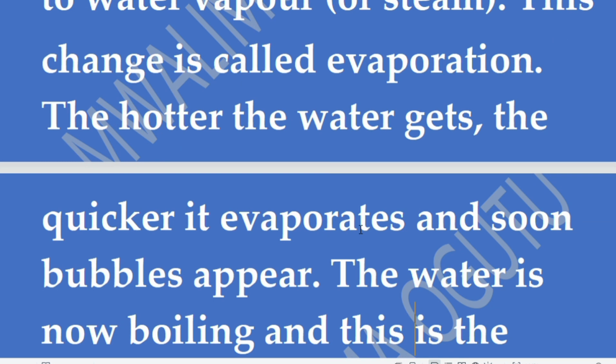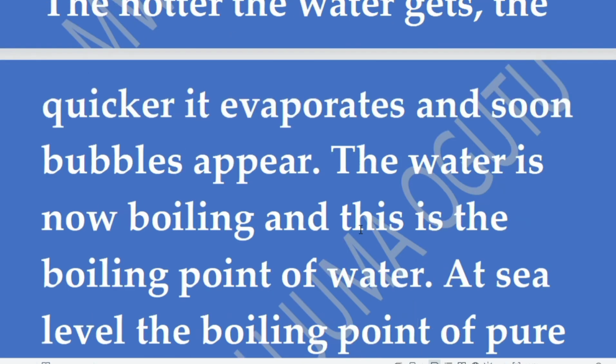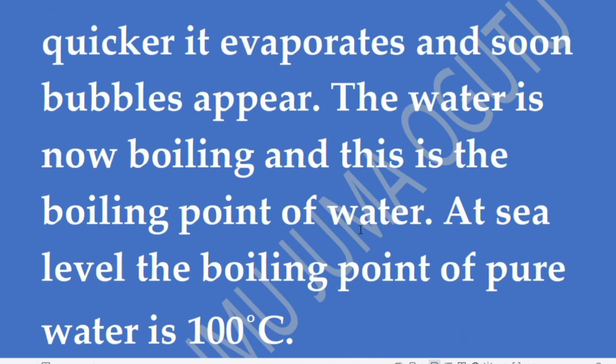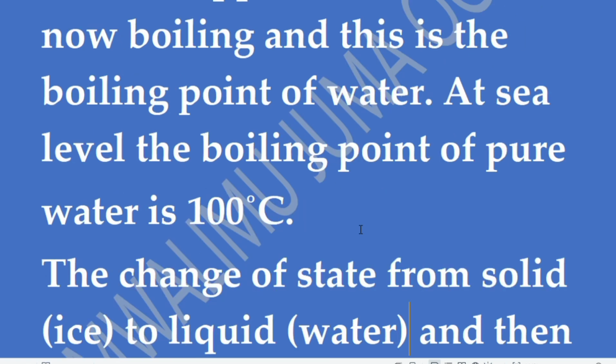So the water is now boiling, and this is the boiling point. Now bubbles start to appear. When bubbles start to appear, it means that the boiling point of the water has been reached. So at sea level, the boiling point of pure water is 100 degrees Celsius.